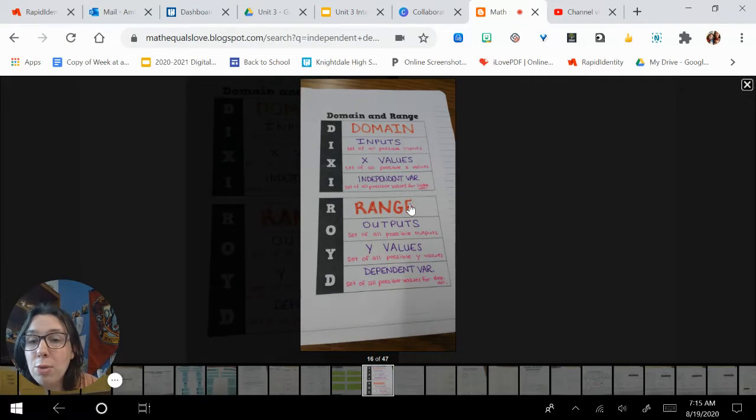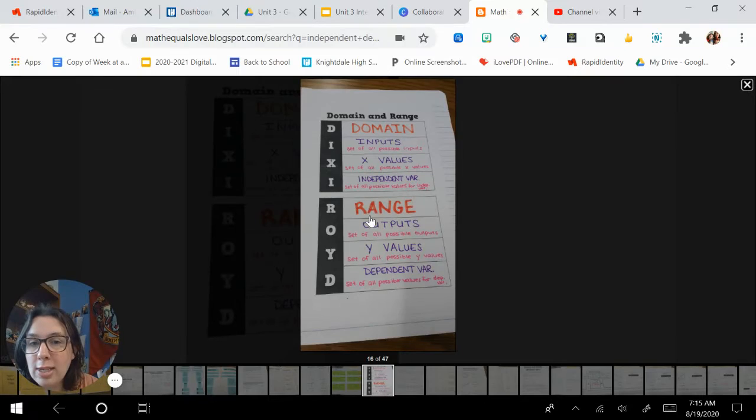Then we have the range. So R means range. So O is the output, the set of all possible output values. And that's also identifying the y values. So it's a set of all possible y values. And then another one to describe the y values or the output is the dependent variable. So the set of all possible values for the dependent variable.